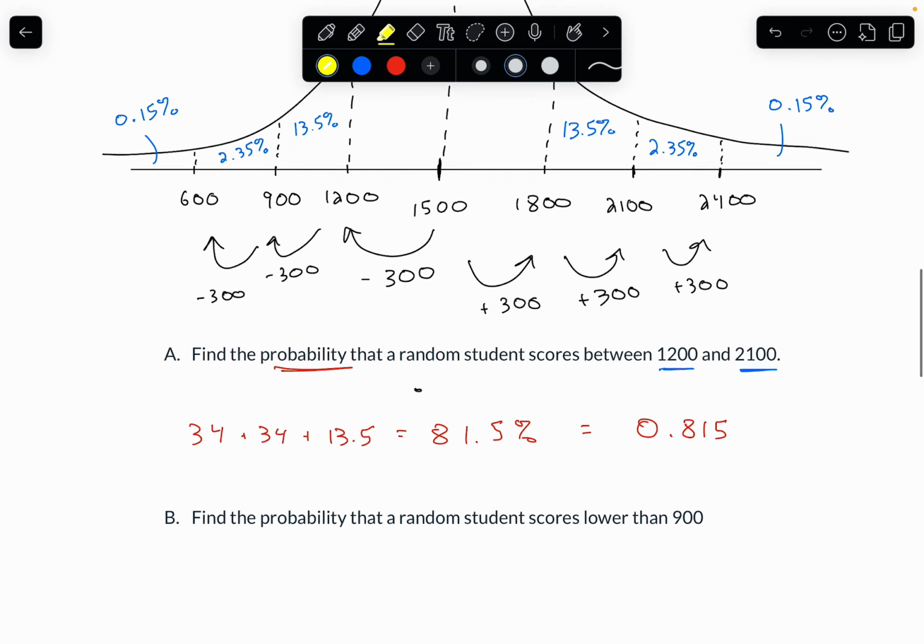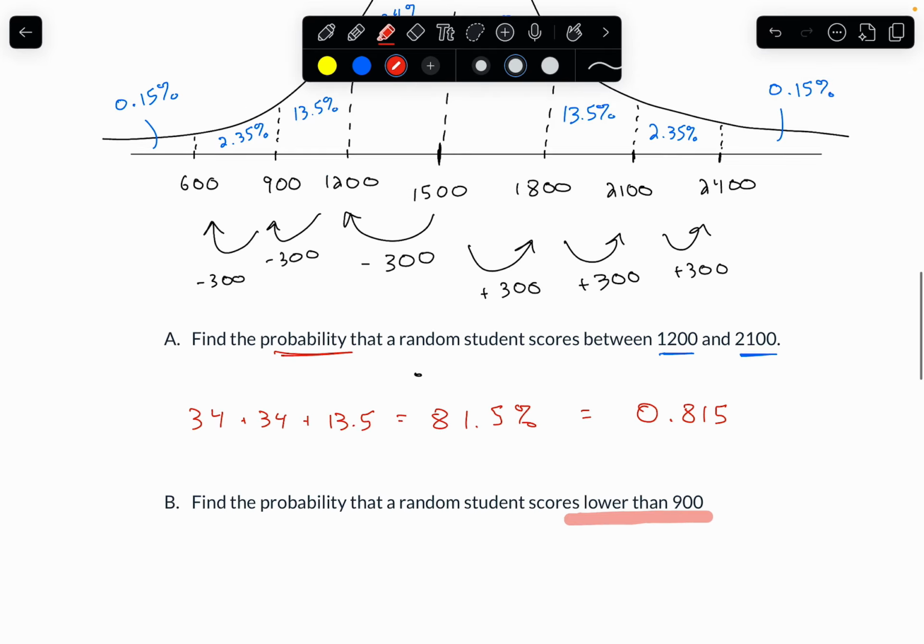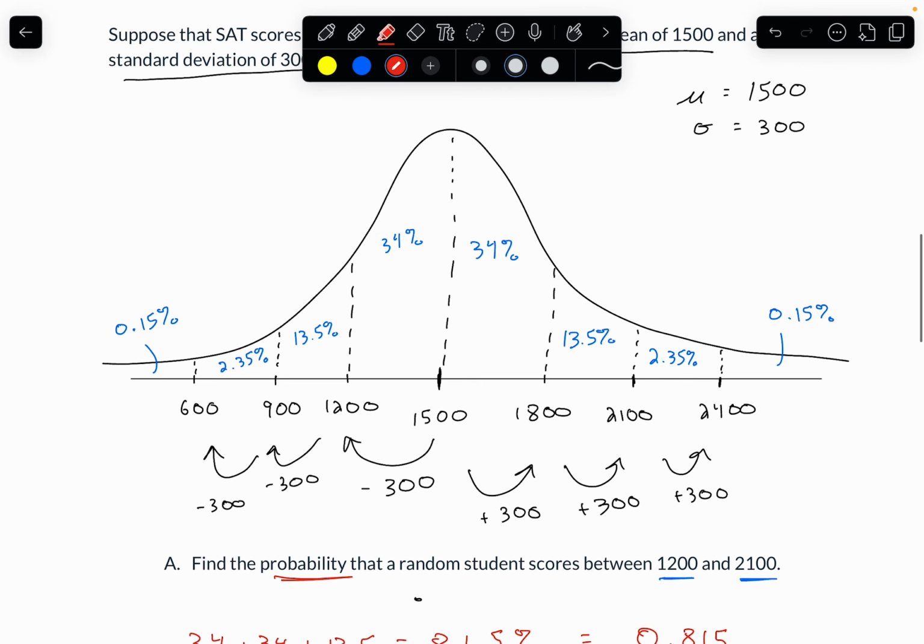So let's look at part B. Part B says find the probability that a random student scores lower than 900. So here in this case, we only have one number to deal with. We're thinking about lower than 900 right here. So I want to think about what part of my curve I am talking about. Well, if I scroll back up, here's 900. Here's the area that I'm talking about.